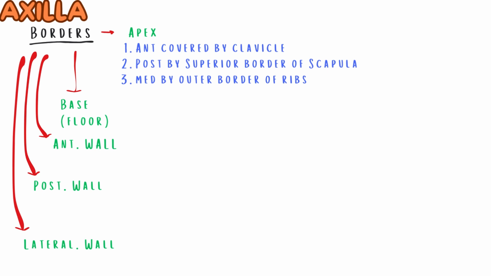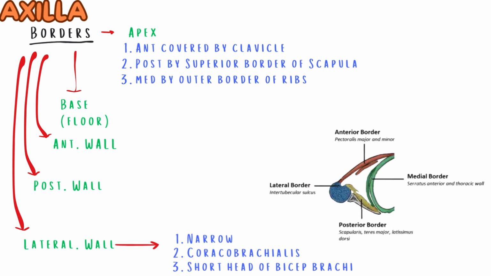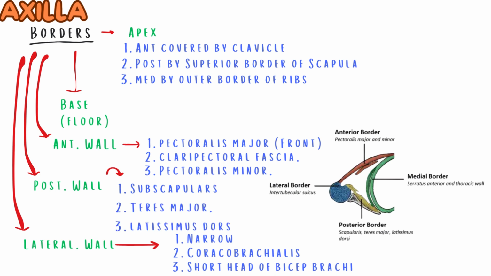Now there are four sides or walls. Let's start with the lateral wall, which is formed by the intertubercular groove of the humerus. The medial wall consists of serratus anterior and the thoracic wall, which contains ribs and intercostal muscles. The anterior wall contains the pectoralis major and underlying pectoralis minor and the subclavius muscles. Now the posterior wall is formed by the subscapularis, teres major, and latissimus dorsi.